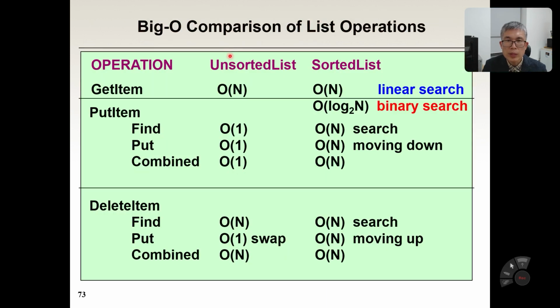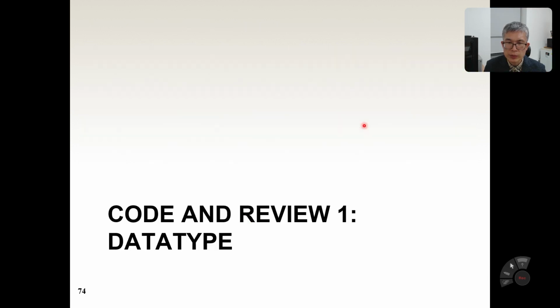So, a comparison of list operations. For an unsorted list, we need to search all pages. For a sorted list in ascending or non-decreasing order, linear search goes from beginning to end, which takes time n. But binary search significantly reduces this to log n. For get item, put item, and delete item, linear search versus binary search, a sorted list is good, especially with binary search time. Searching time is very important.